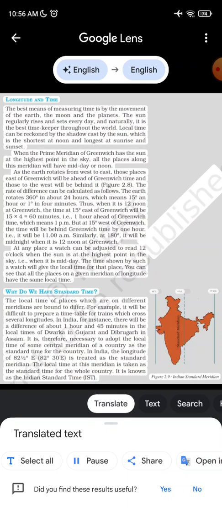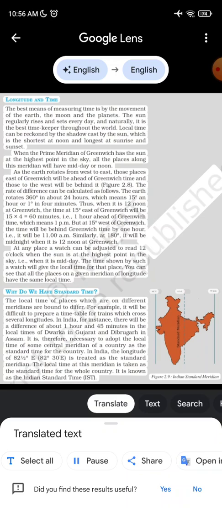At any place a watch can be adjusted to read 12 o'clock when the sun is at the highest point in the sky, i.e., when it is midday. The time shown by such a watch will give the local time for that place. You can see that all the places on a given meridian of longitude have the same local time.